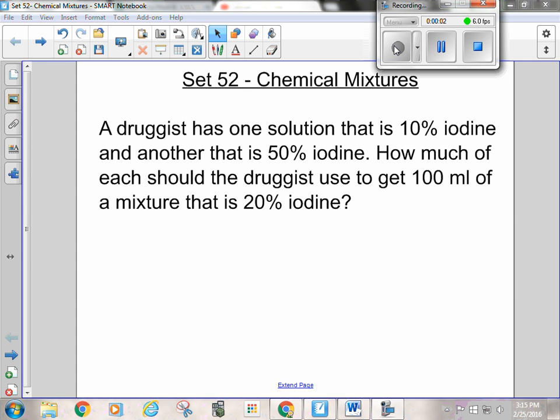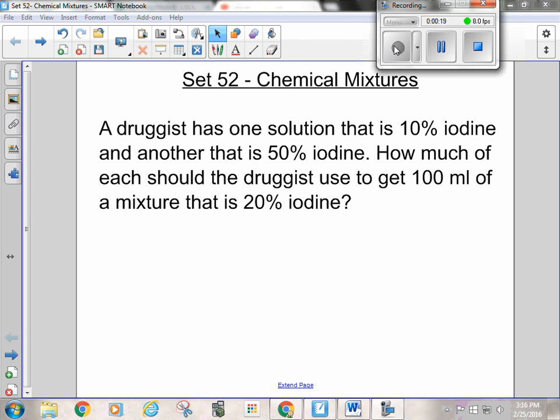All right, ladies and gentlemen, let's talk set 52, chemical mixtures. A druggist has one solution that's made of 10% iodine and another that is 50% iodine. How much of each solution should the druggist use to get 100 milliliters of a mixture that is 20% iodine?